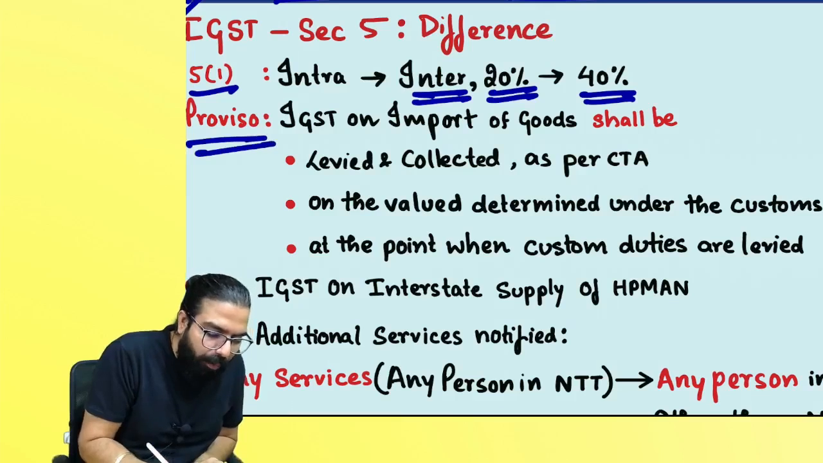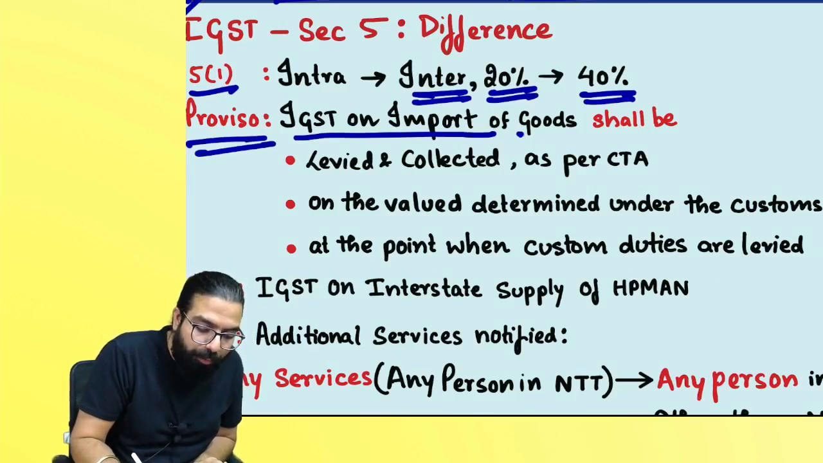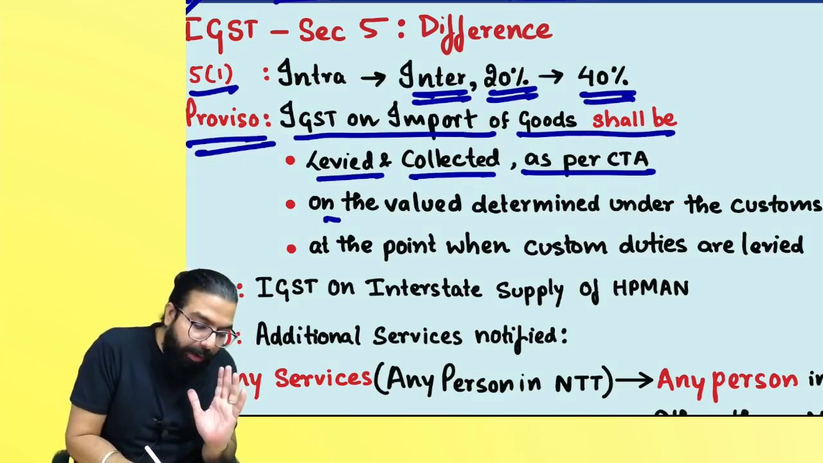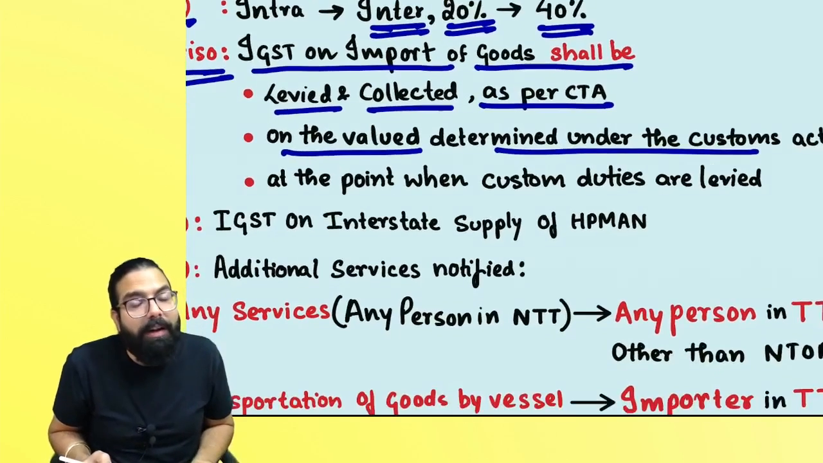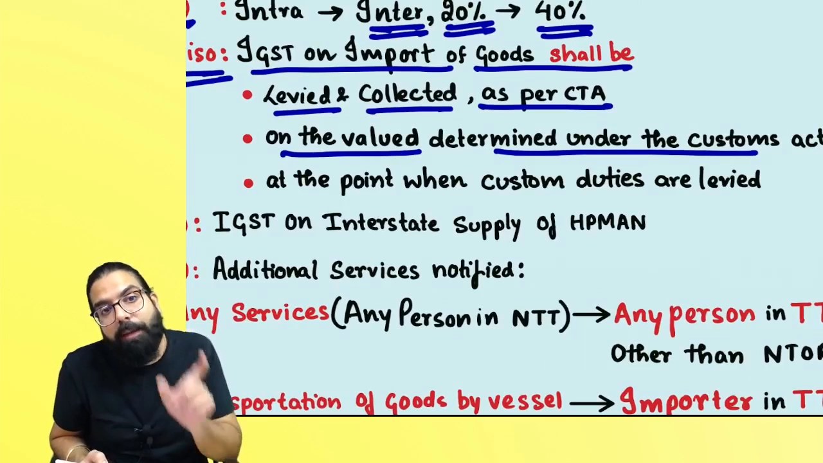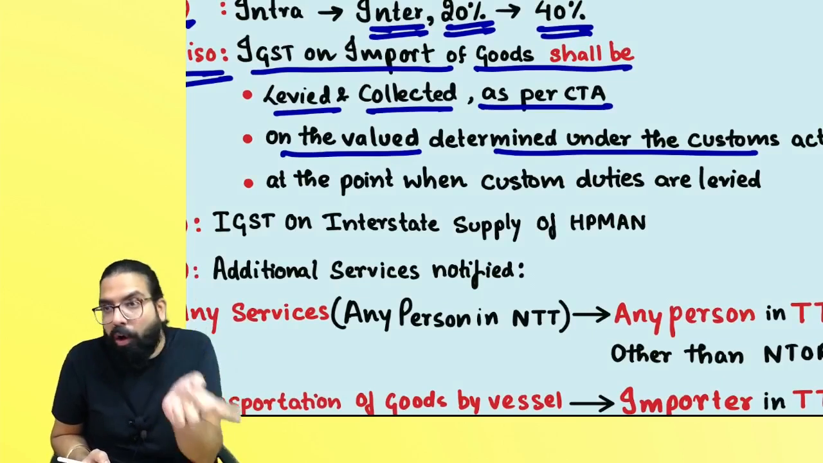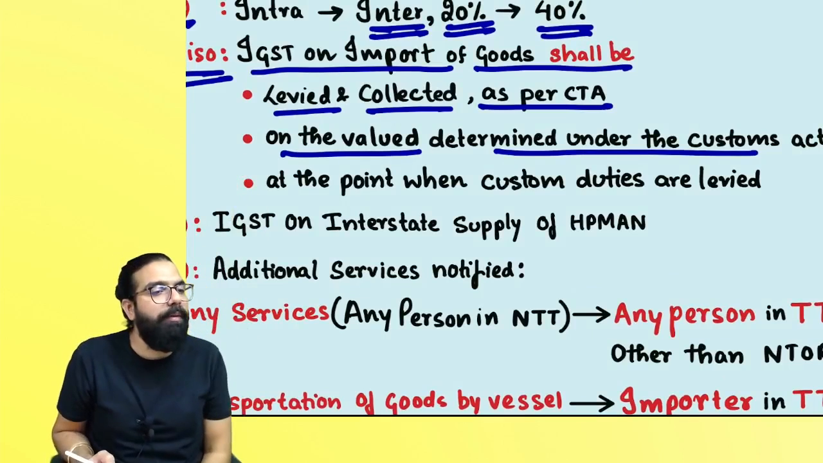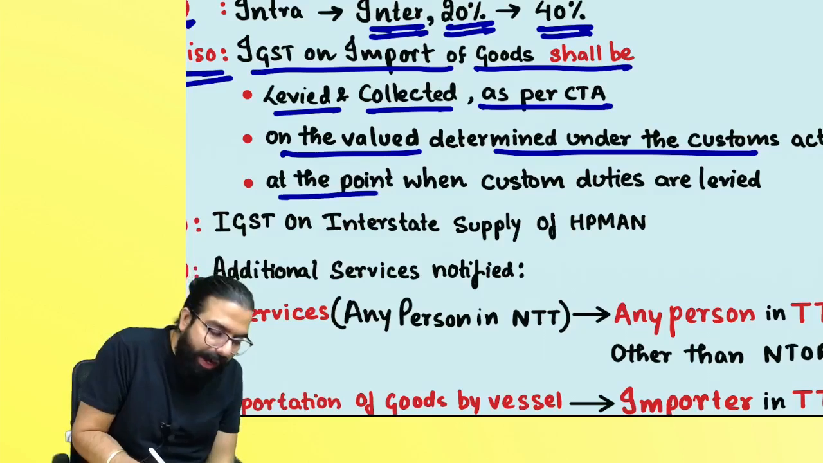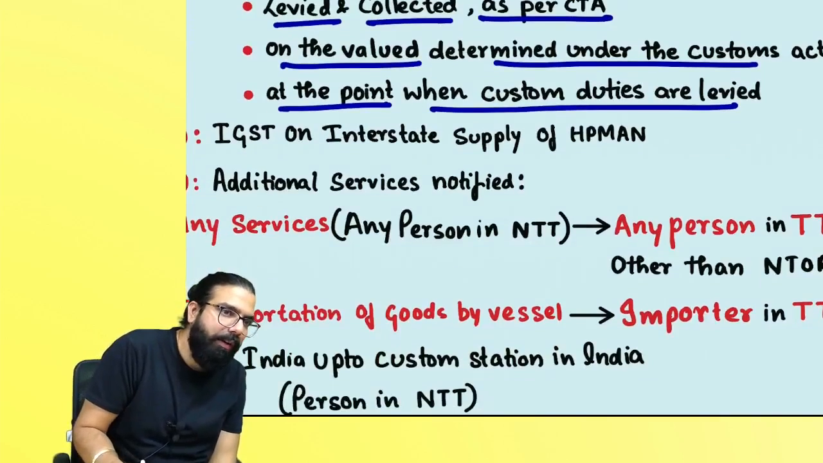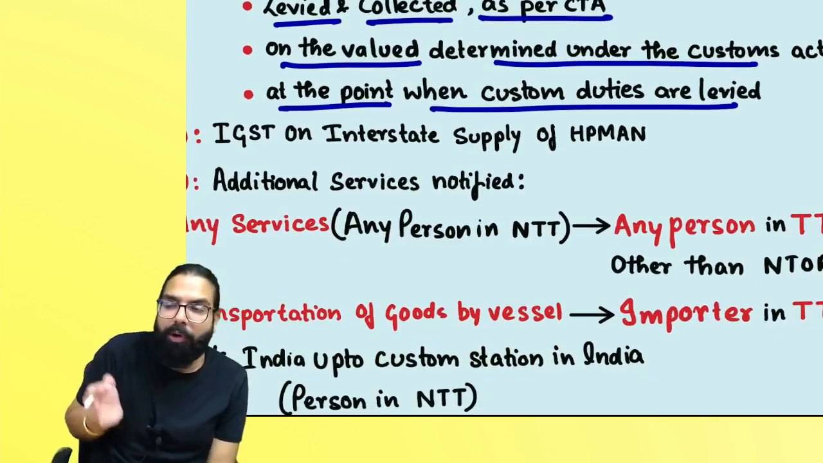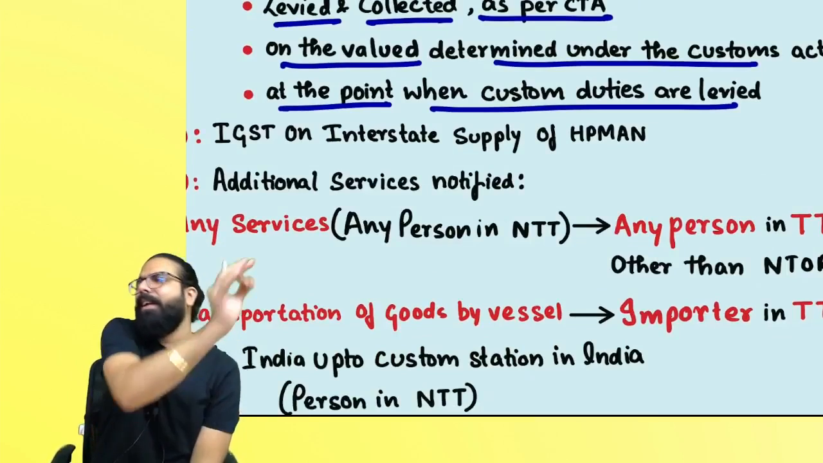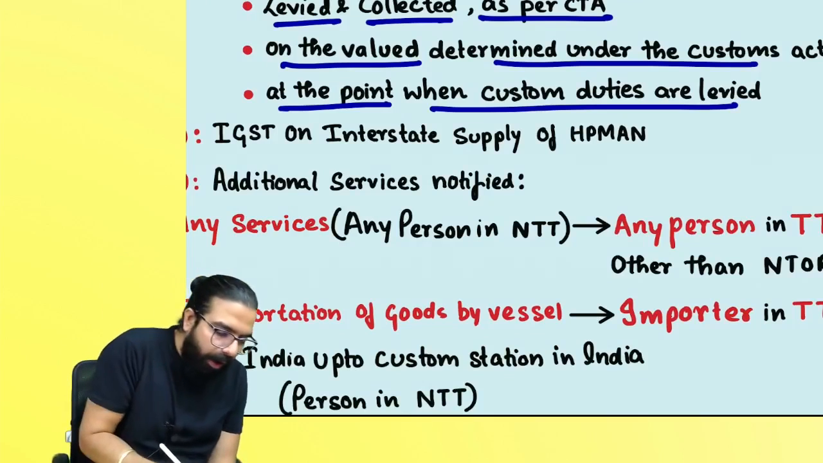Section number 5.1 has one proviso that whatever IGST is on import of goods, it shall be levied and collected as per the Custom Tariff Act. It will be on the value which is determined under Custom Act. In the Custom Act, you will read section number 14 that determines the value for custom duty. On whatever value is told in Customs Act, on that value only IGST will also come. And at the point when custom duties are levied, IGST will be levied, because importation of goods is interstate and IGST comes, that IGST will be levied, collected under the customs.